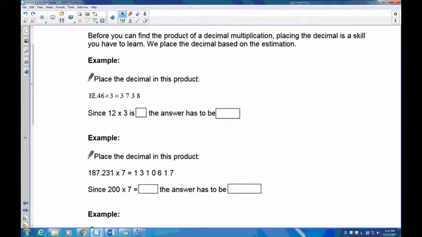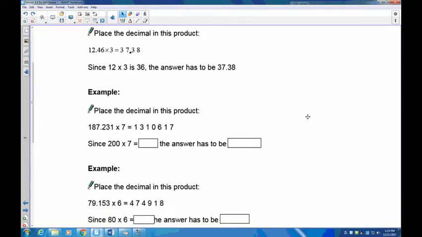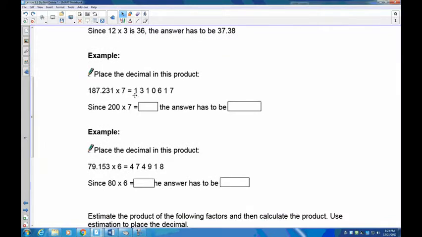To do that, you round off 12.46 to a compatible number, and you multiply that by 3. So I'm going to choose 12 times 3, which tells me I need to be near 36. So I've got to place the decimal in this number someplace so that I get a number closest to 36, and that's going to be 37. All right, so the decimal's got to go between the 7 and the 3. So my final answer should be 37 and 38/100ths. So what I'd like you to do now is pause the recording and do these 2.